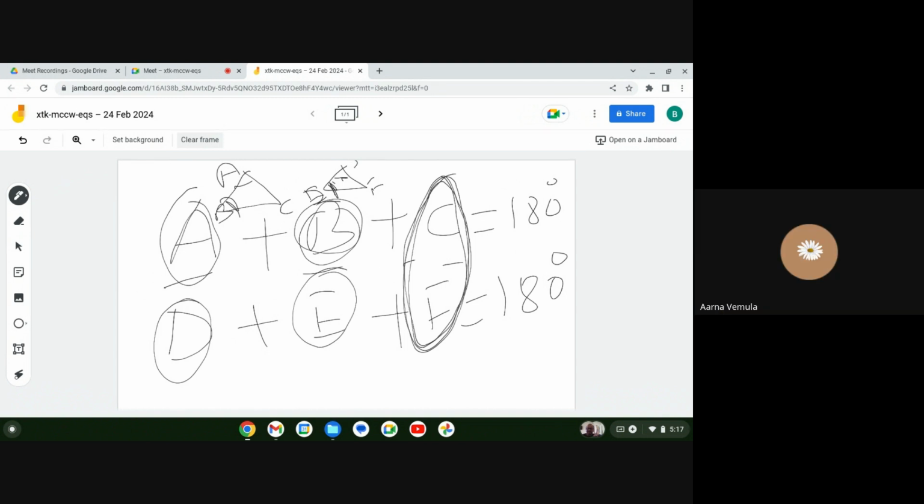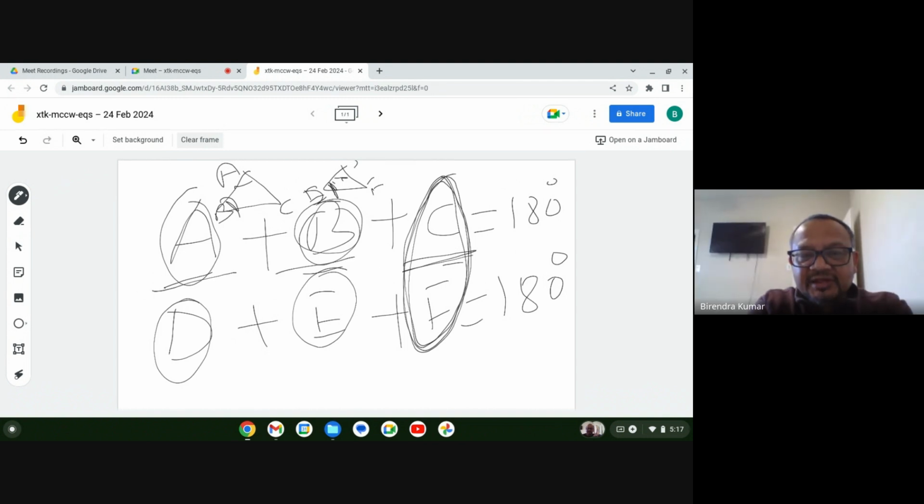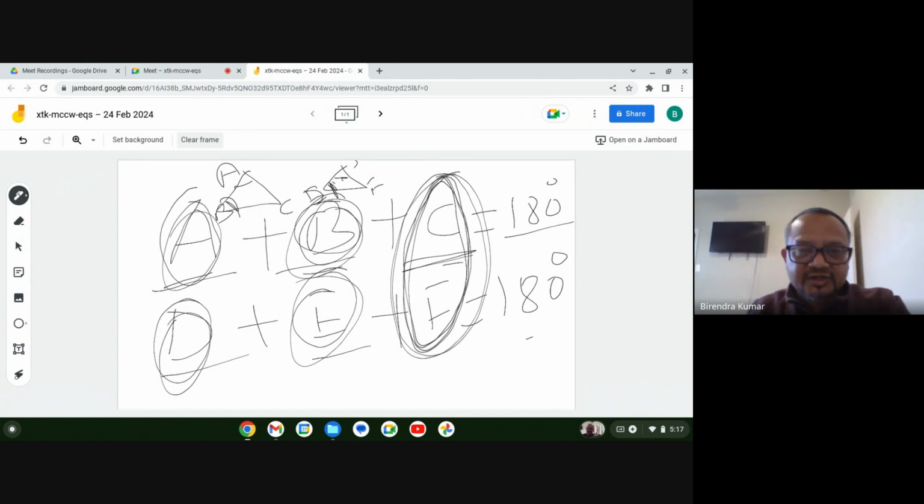It has to match, right? Because the sum of the three angles is 180 in both cases. And two angles have already matched, meaning the third angle has to match. No doubt about it, in a triangle.